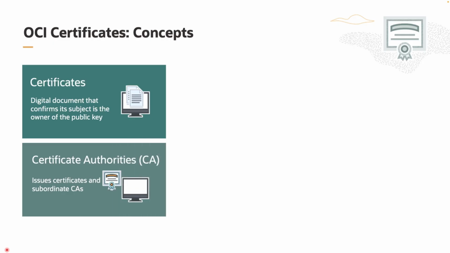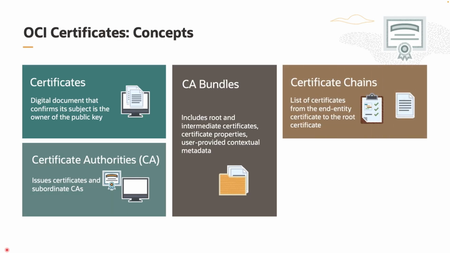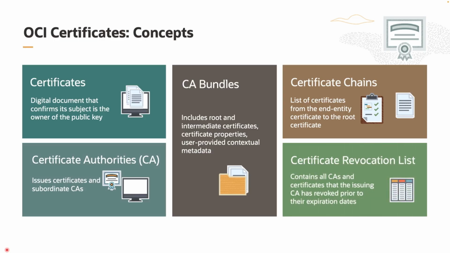Next, certificate authority allows you to create and manage subordinate and leaf certificates. CA bundles are also supported, providing a convenient way to securely distribute multiple certificates and metadata in a single package. With certificate chain validation, it ensures that each certificate in the chain is valid and can be trusted. Additionally, the service offers revocation checking to protect against the unauthorized use of certificates.